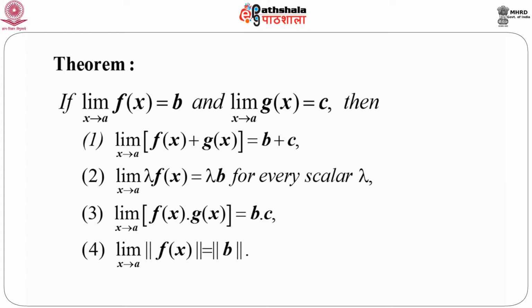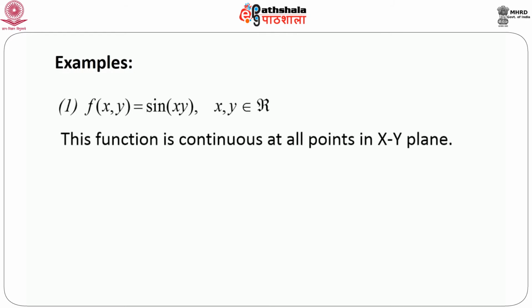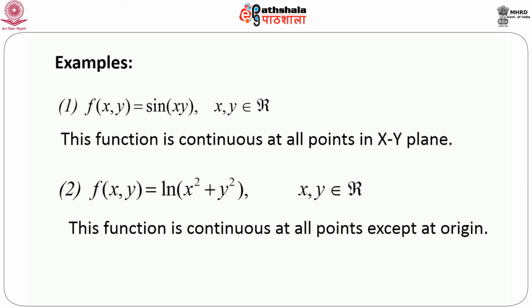Let us consider a few examples. First, consider f(x,y), a function of two variables, equal to sine of x times y, where x and y both belong to R, that is, jointly they belong to R². It is easy to see that this function is continuous at all points in the xy plane. Next, let us consider the function f(x,y) equals log of x squared plus y squared, where again x and y both belong to R, or jointly R².